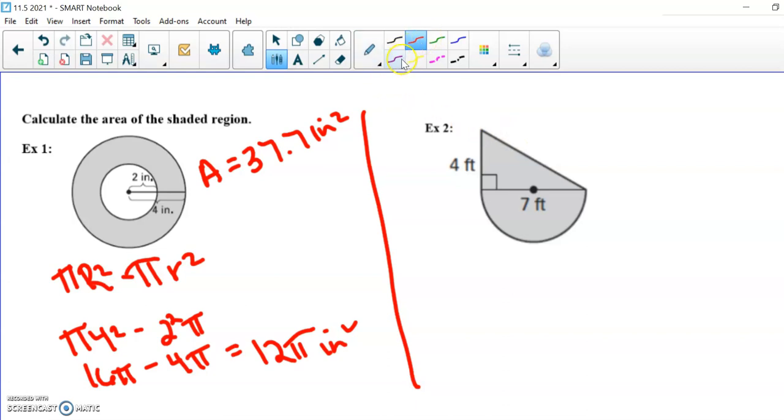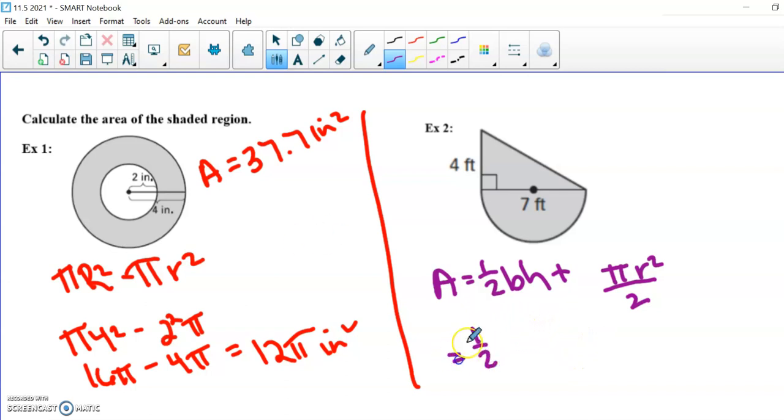The next one, it looks like we have a right triangle sitting on top of a semicircle. So we're just going to add that together. The area of a triangle is 1/2 base times height, and the area of a circle is pi r squared. But remember, we only have half of a circle, so we're going to divide that by 2. The base of our triangle is 7. The height of our triangle is 4. Our radius, you can see, is half of this 7, or about 3.5.